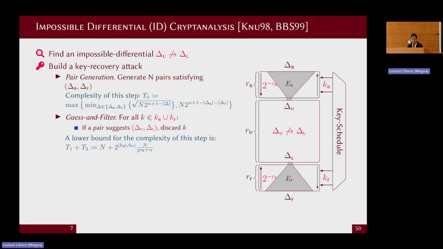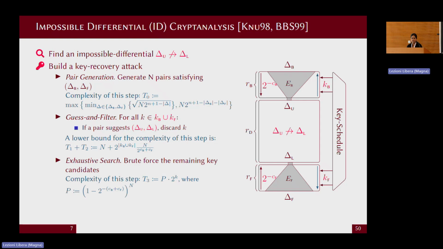For the key recovery attack, the first step is to generate n pairs satisfying delta B and delta F, and then the guess and filter part, where for each involved key we first guess the key, and then partially encrypt and decrypt from the input and output pair. If it boils down to the impossible differential, say delta U, delta L, that means whatever key we have guessed is undoubtedly wrong. So we discard that key, and our goal for this impossible differential is to discard as many wrong keys as possible, and then brute force the remaining key candidates. Along with discussing the algorithm, I include the complexity of these steps. I'm not going deep into the complexity analysis, just to give a glimpse of the required parameters we need for the analysis of the complexities.